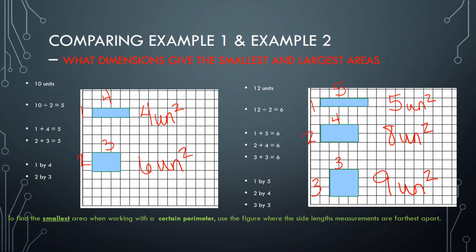So then on the flip side, for the largest area, we need to use the ones that are closest together. So on the left, where it was 10 units, it was 2 by 3. 2 and 3 are right next to each other. Those are closest together. Plus, we only had 2 options on the left. On the right, for 12 units, it's going to be our 3 by 3. Those are the closest together. They're the same number. Okay, so for our largest area when working with a certain perimeter, we're going to use the figure where the side length measurements are the closest together.